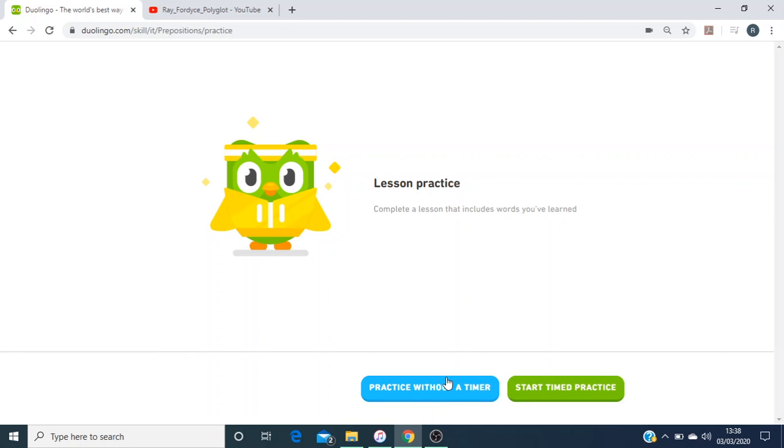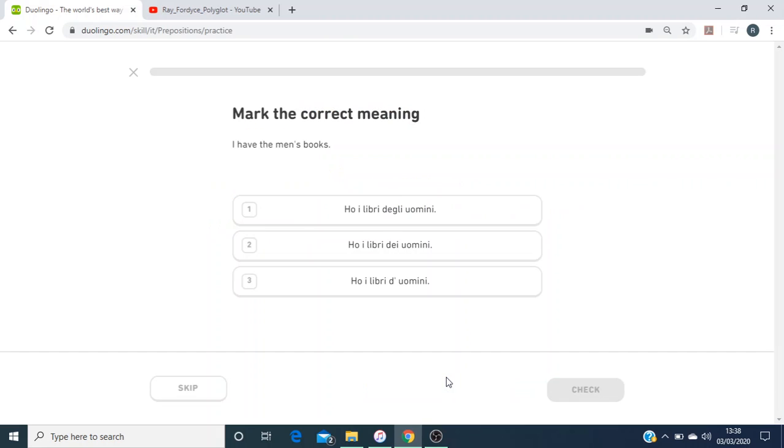So let's just practice the prepositions. And we'll practice without timers because I want to show you the lessons more thoroughly. So I have the men's books. Ho i libri degli uomini. Now, in Italian, much like in a lot of Latin languages, they don't really have a way of saying possession of something like they do in English. So you don't have the men's books or the boy's toy or the girl's skirt. You have to basically say the books of the men.